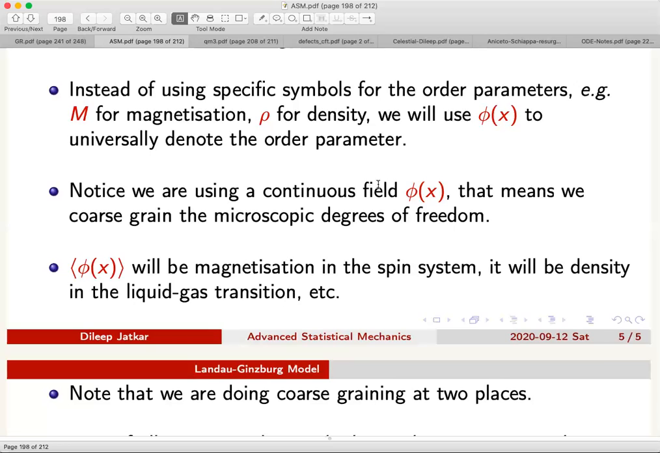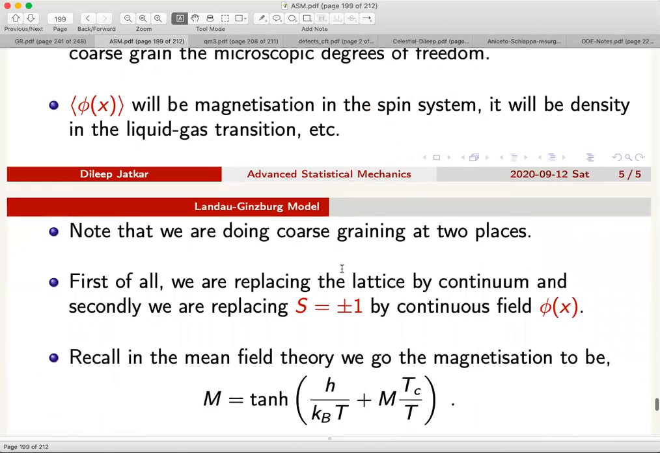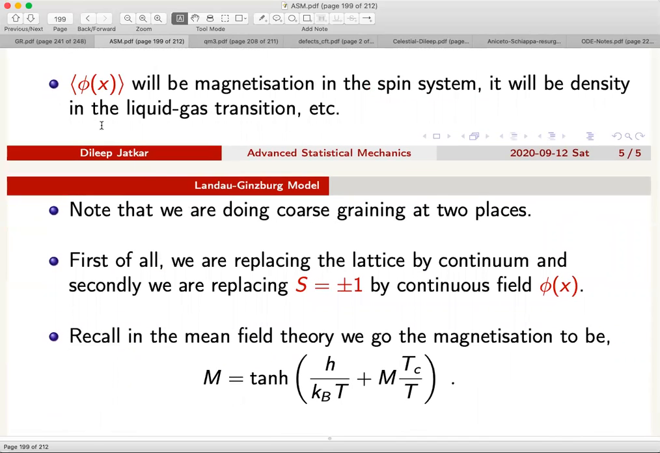The second thing is that magnetization for a spin up-down system, if you study it microscopically, is not exactly a continuous variable, but you treat that also as a continuous variable. So there are two versions of coarse graining involved here. Remember, the expectation value of phi of x is the magnetization. And if you recall, the magnetization in the spin system was defined as the expectation value of the spin degree of freedom summed over all the lattice sites. In other words, the spin degree of freedom, which was taking plus or minus one value, is actually replaced by a continuous field.